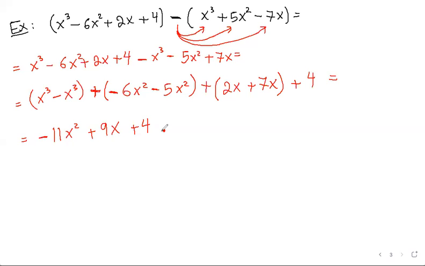So now let's go to multiplying algebraic expressions. Last time we did the summation. This time we did the subtraction. We distribute a minus inside the parentheses. Then we combine like terms and we get this answer.